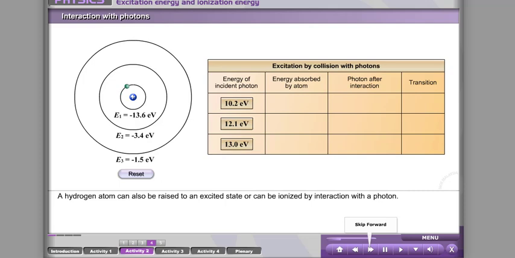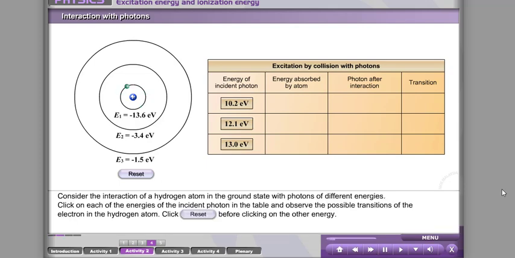A hydrogen atom can also be raised to an excited state or can be ionized by interaction with a photon. Consider the interaction of a hydrogen atom in the ground state with photons of different energies. Click on each of the energies of the incident photon in the table and observe the possible transitions of the electron in the hydrogen atom. Click the Reset button before clicking on the other energy.